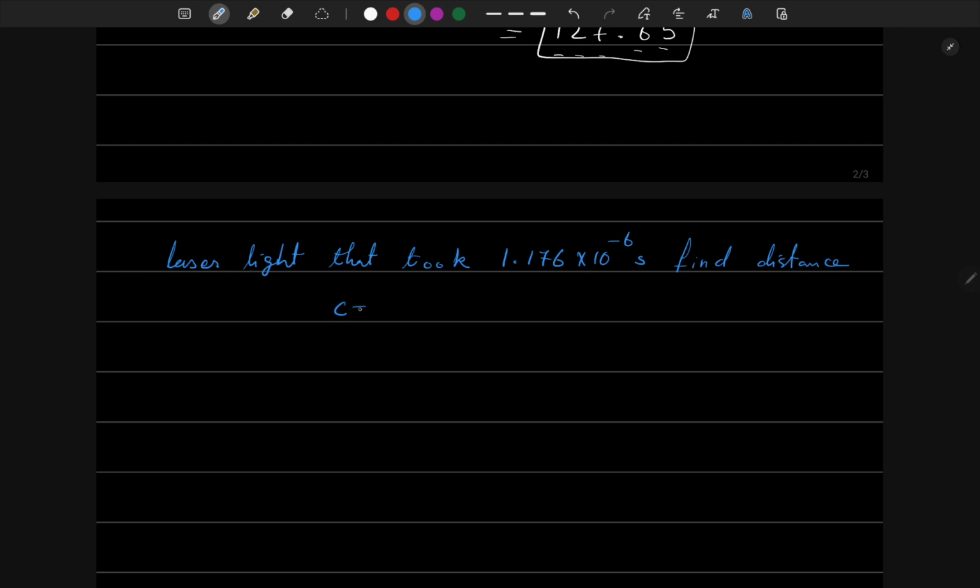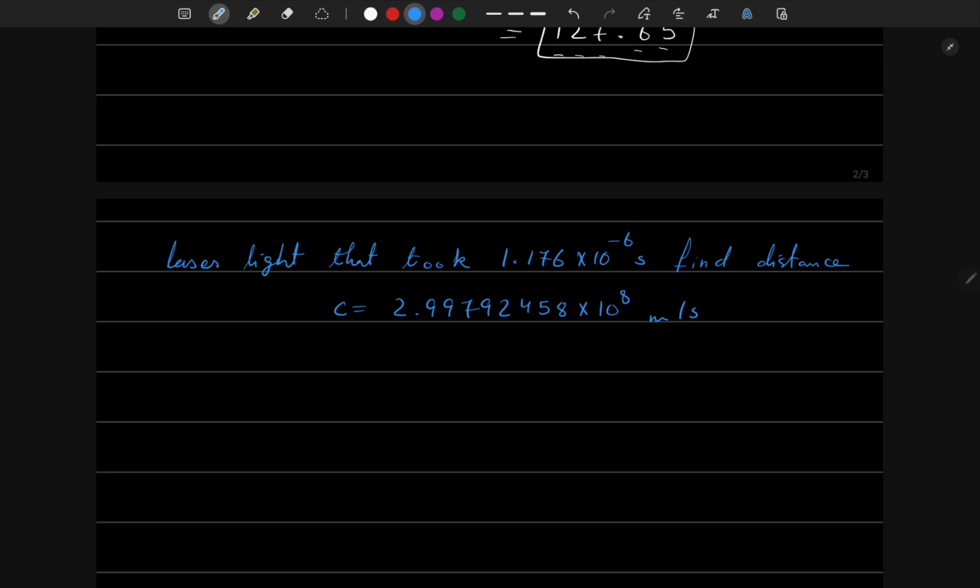Given that the speed of light is not 3 multiplied by 10 to the power of 8, no, it's 2.99792458 multiplied by 10 to the power of 8 meters per second.